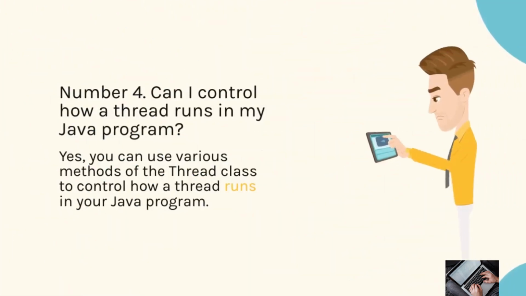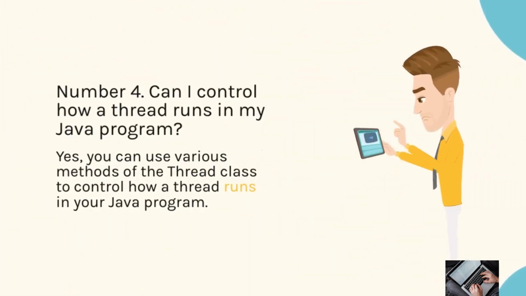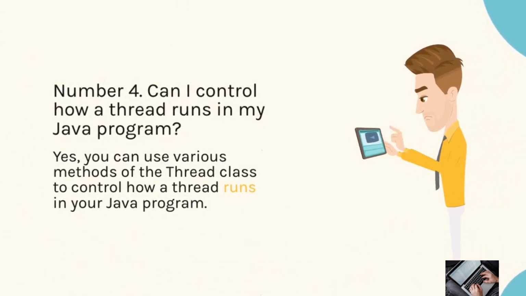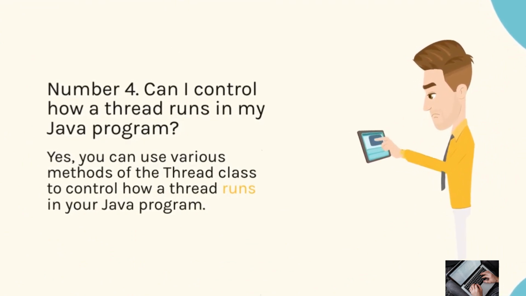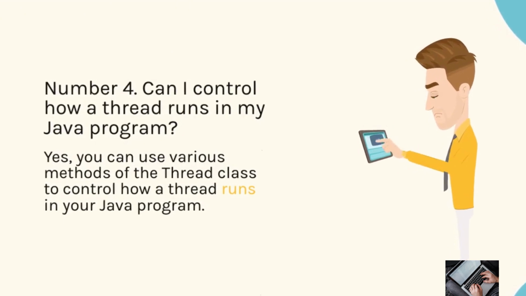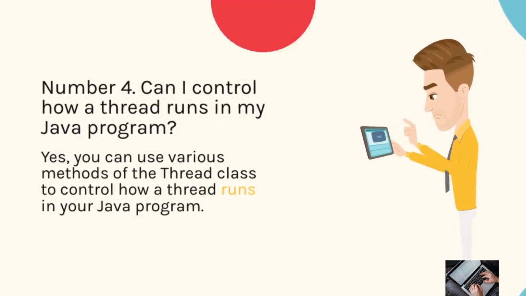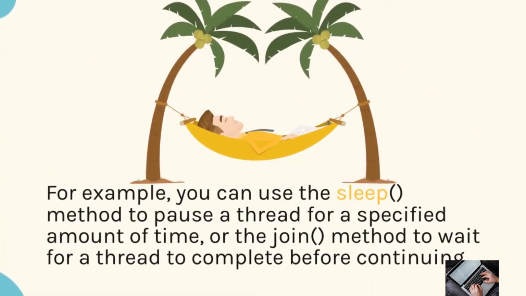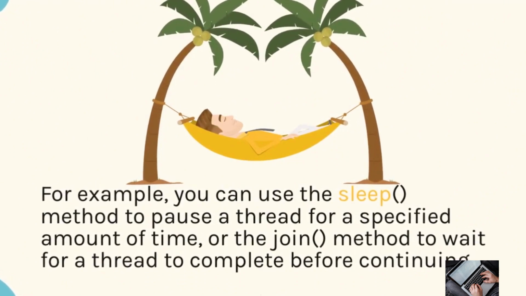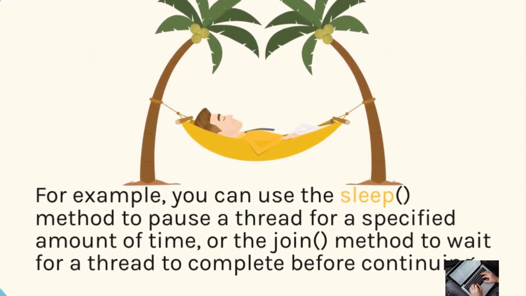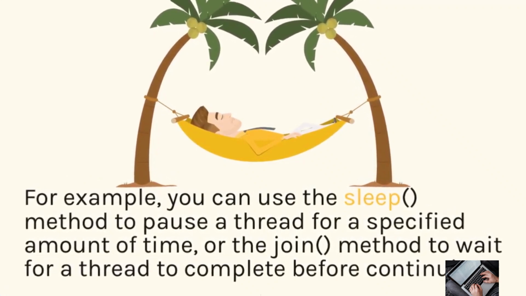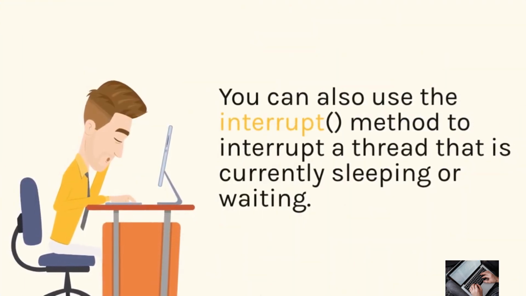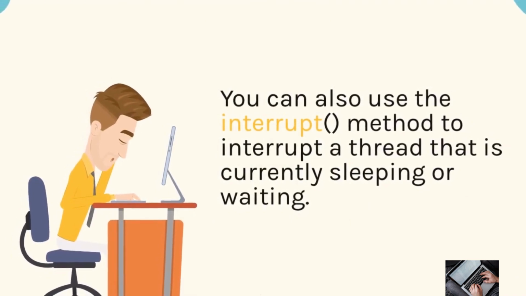Number 4. Can I control how a thread runs in my Java program? Yes, you can use various methods of the Thread class to control how a thread runs in your Java program. For example, you can use the sleep method to pause a thread for a specified amount of time, or the join method to wait for a thread to complete before continuing. You can also use the interrupt method to interrupt a thread that is currently sleeping or waiting.